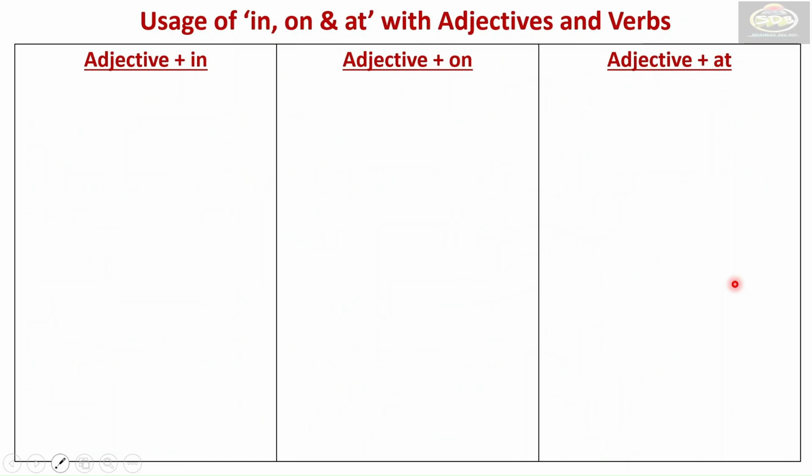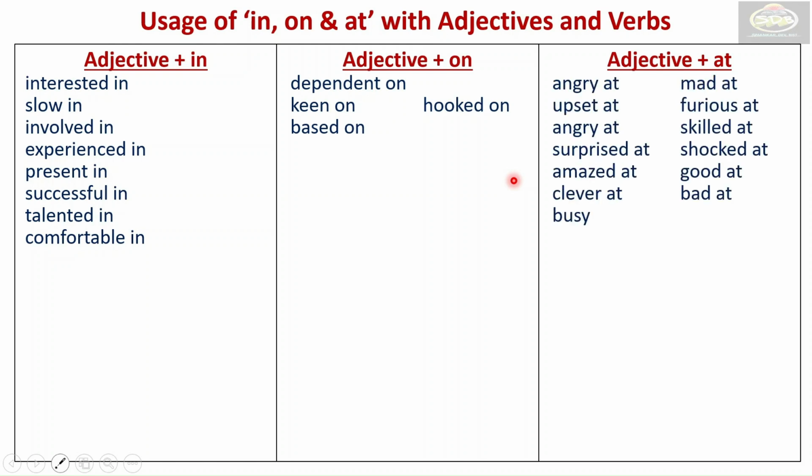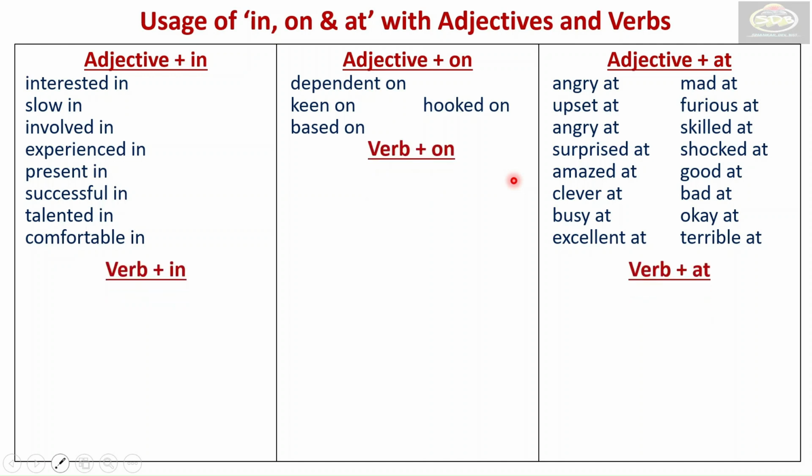Uses of in, on and at with adjectives and verbs. First of all, let's observe the cases in which we use in, on and at with adjectives. Okay, interested in, slow in, involved in, experienced in. These are past participles as well. They work as adjectives. Dependent on, keen on, hooked on, based on, angry at, clever at, good at, bad at. Okay, skilled at.